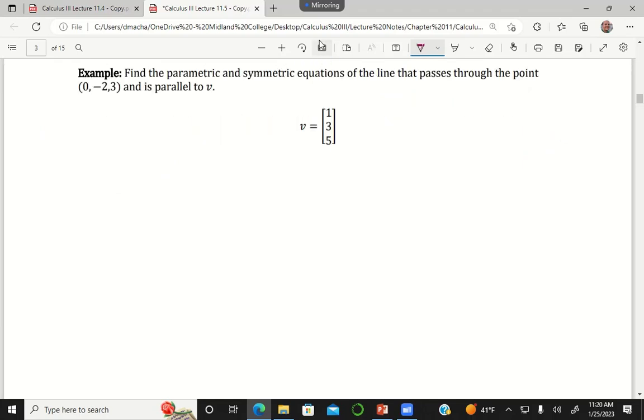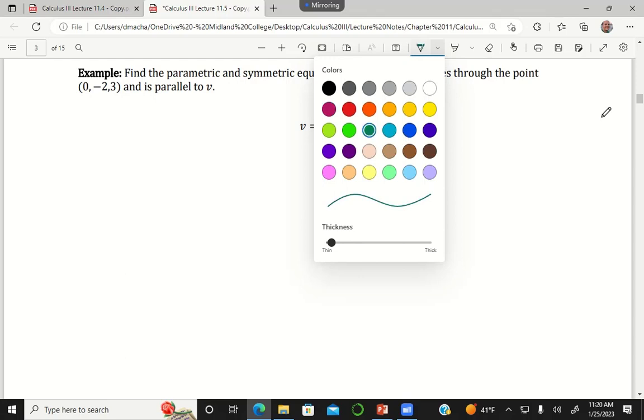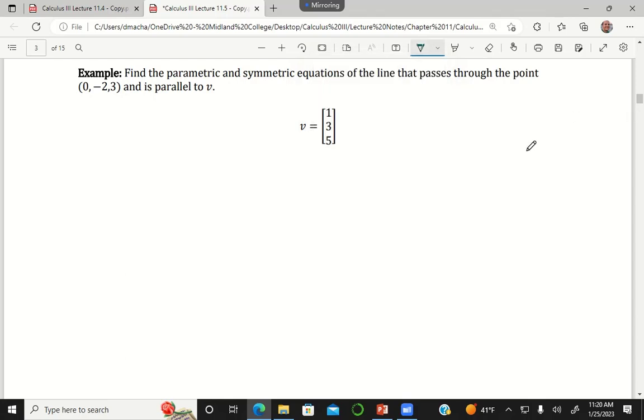Okay. So here's an example. Find the parametric and symmetric equations of the line that passes through the point (0, -2, 3) and is parallel to this vector v.